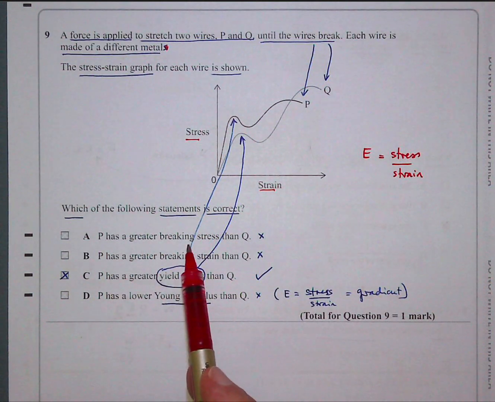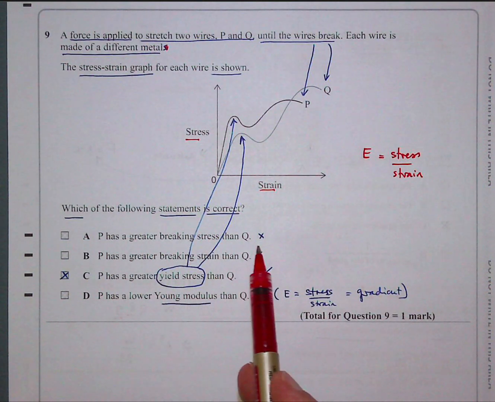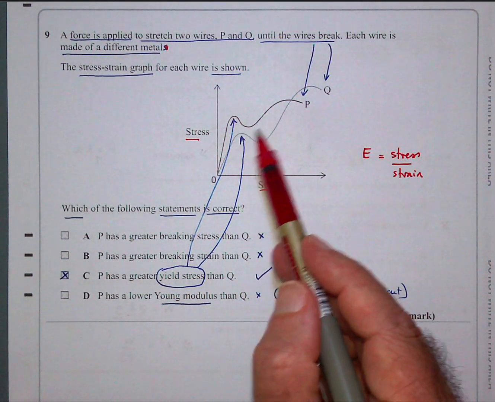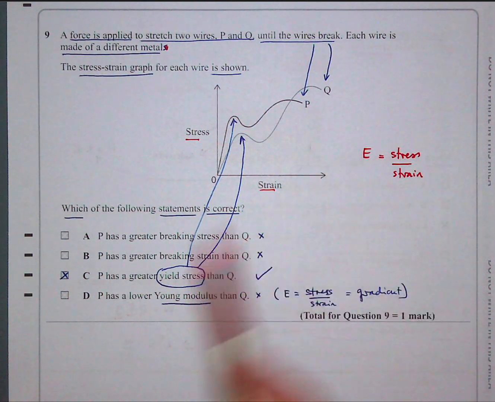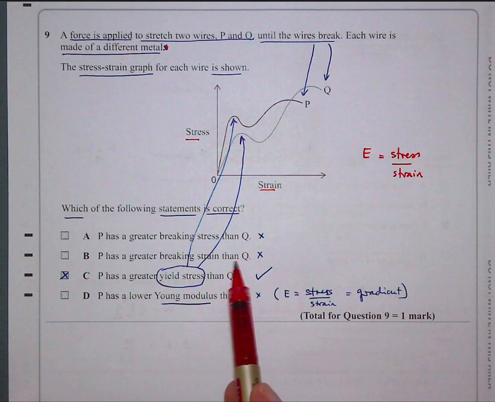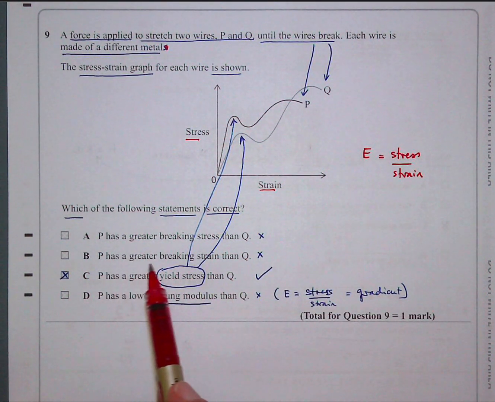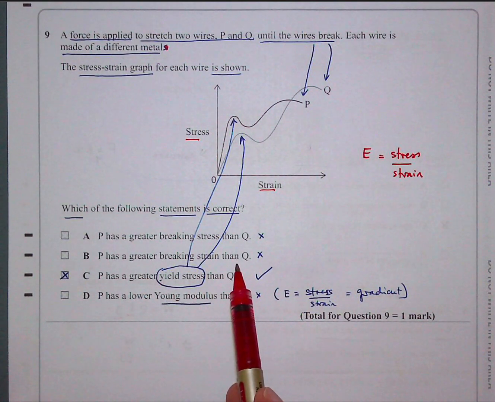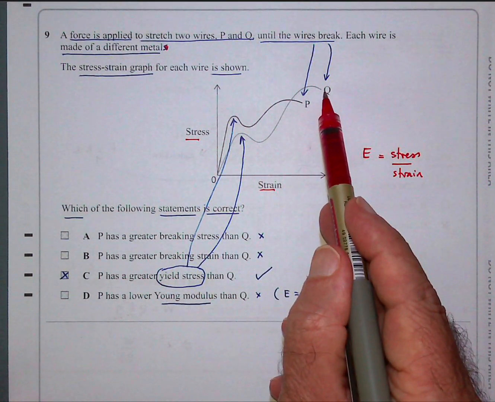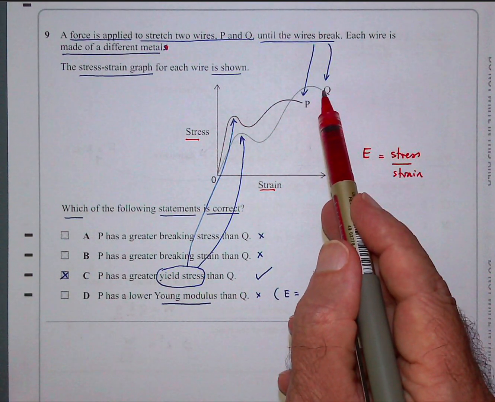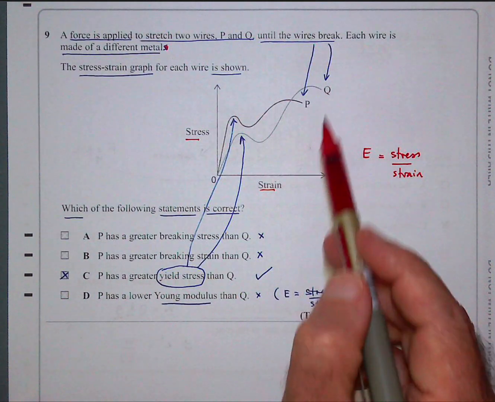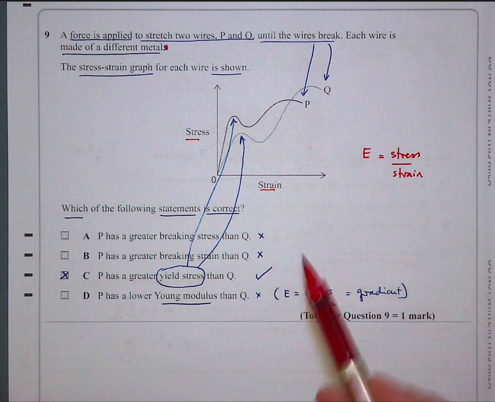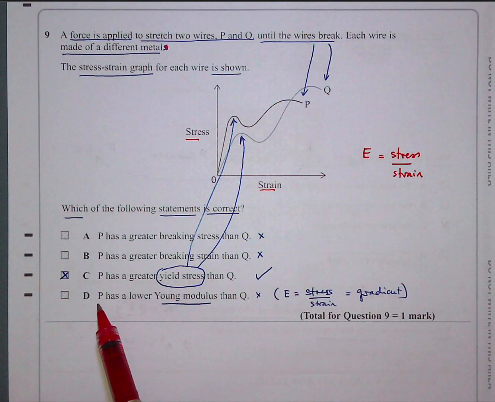P has a greater breaking stress than Q. Well, if you look at that, it doesn't. Yeah, that's where they break. P is less, and then obviously Q is the opposite. It says P has a greater breaking strain than Q. P has a greater strain, Q has a greater strain. So the ultimate breaking strain is here, so Q is greater. It's both greater in stress and strain. So both of these are wrong. And P, so if you don't know, the answer is C.